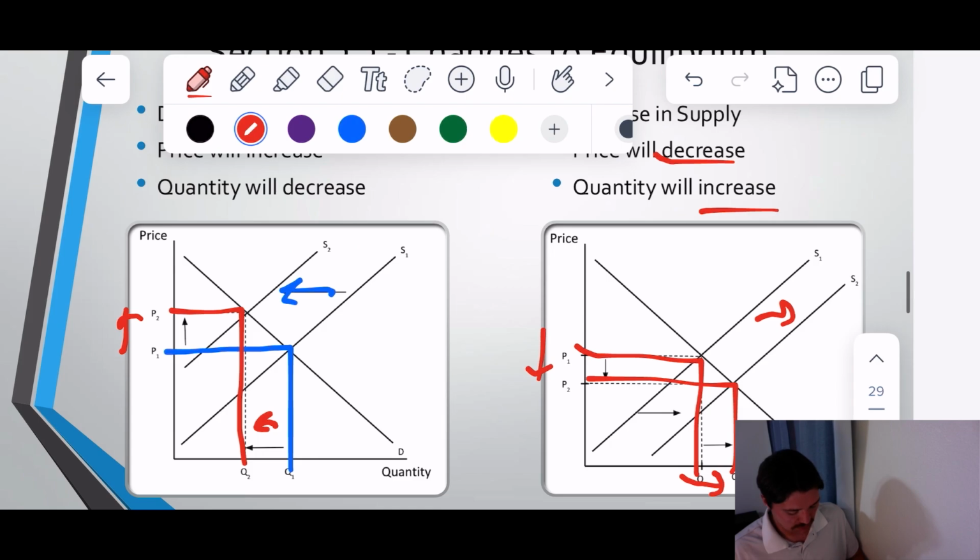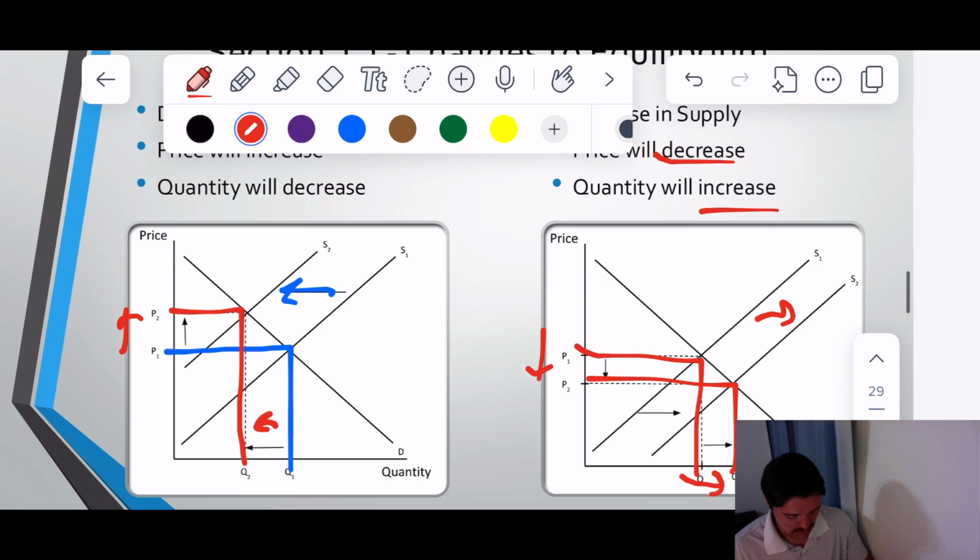So let's look at some examples real quick. Good weather conditions for the salmon market. So let's do our analysis. We will do step 1, which is drawing demand and supply. We'll draw P1 and Q1. Since it's good weather for the salmon market, maybe they can go out and fish more, so higher supply. Higher supply means there's more, so we'll shift it to the right. And now we have a new equilibrium right here, P2 and Q2.